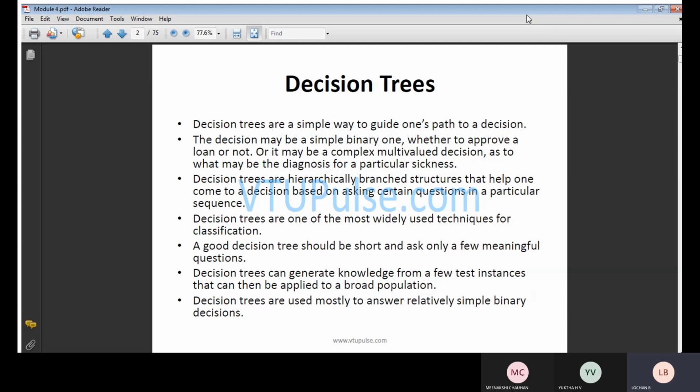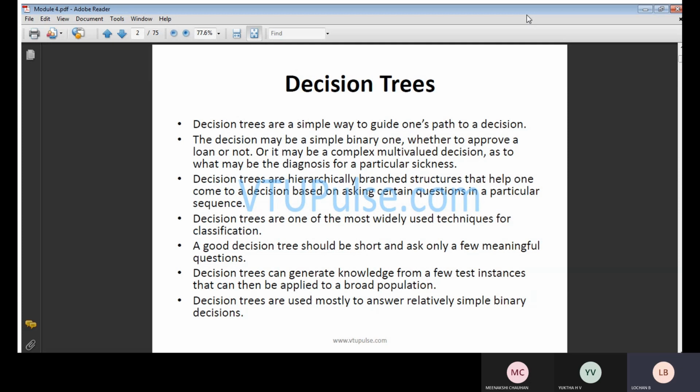We are going to discuss decision trees. Decision trees are a simple way to guide from one path to the other. That means that, for example, if you are going to tell any story, whatever it may be, finally the conclusion we are going to say is whether it is right or wrong.